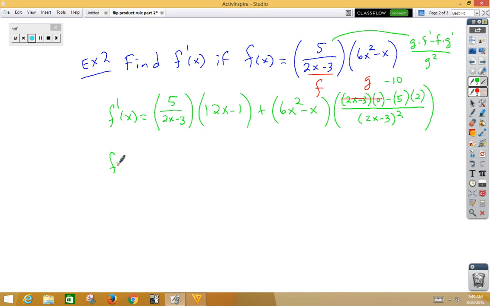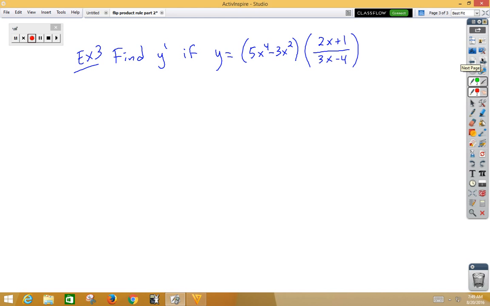Over here then, if we do a little bit of simplifying, we could distribute the 5 here and get 60x minus 5 over 2x minus 3, plus, and then I would probably do something like negative 10, 6x squared minus x, over 2x minus 3 squared. It is possible in a multiple choice question that they might make a common denominator here, so watch out for that.